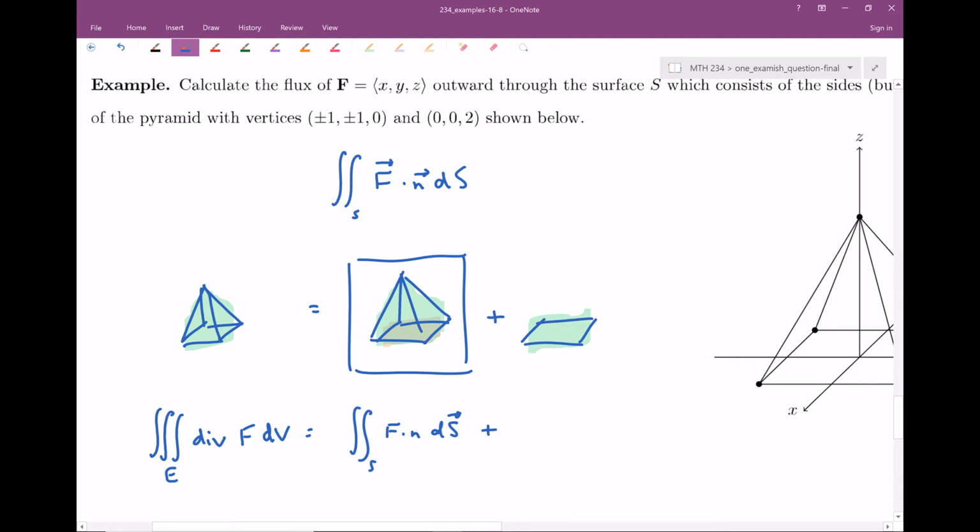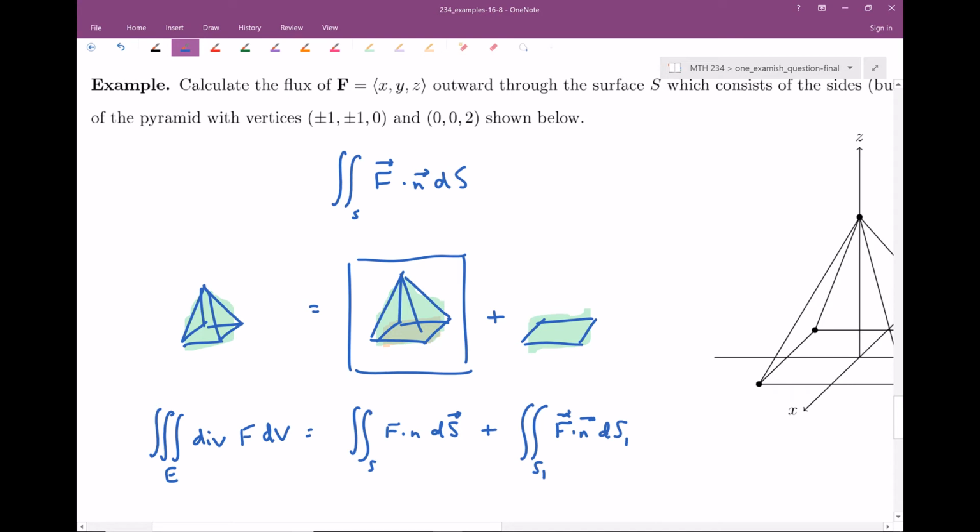This is only one piece. This is the surface integral of the base. So maybe this is some different surface. It isn't the same, so maybe you call it S1 or something like this. F dot n dS1. Or you can call it B for base, or you can do lots of things.